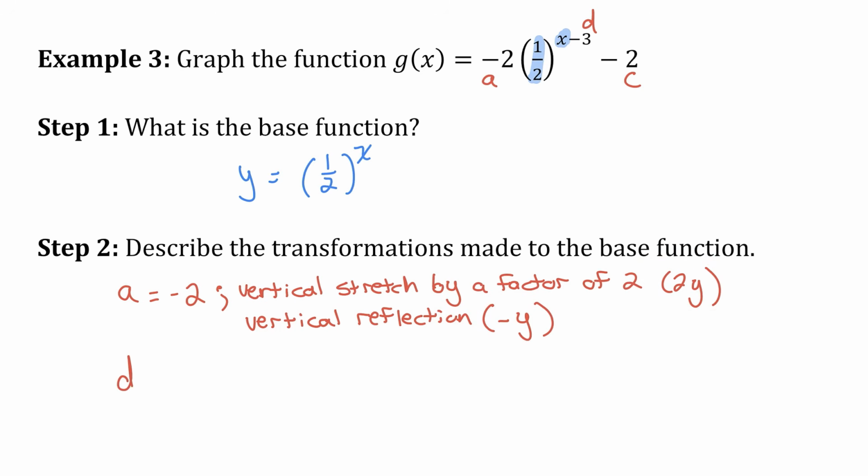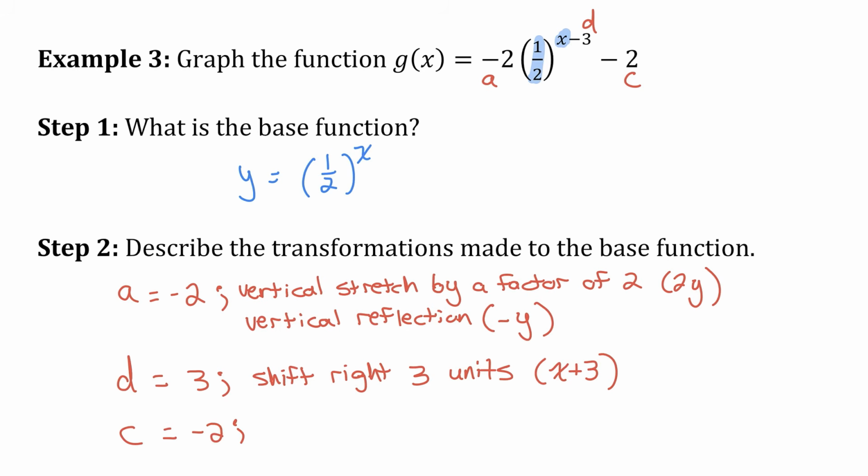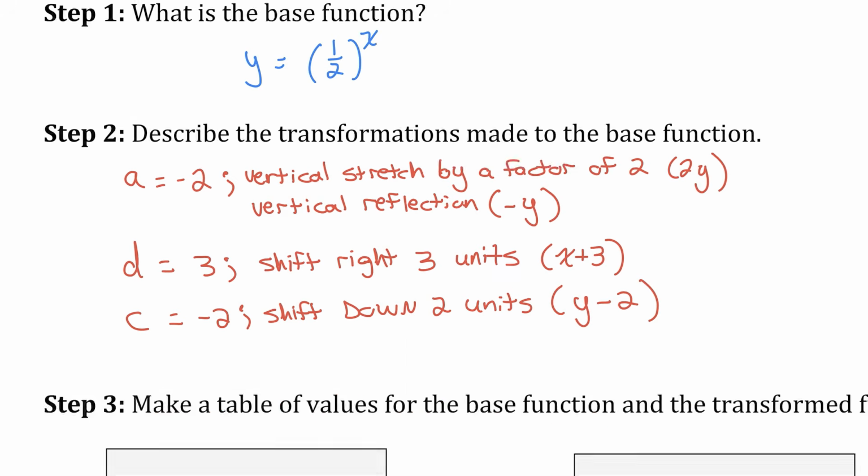The d value is what we're subtracting from x, so the d value is 3, which means shift right 3 units. So to the x's, I would have to add 3. And my c value is -2. That means shift down 2 units. So each point, I'll have to subtract 2 from the y value. Let's do those transformations to the base function.